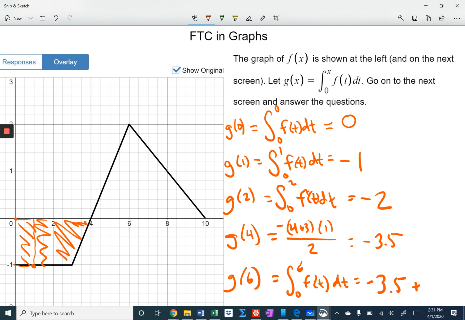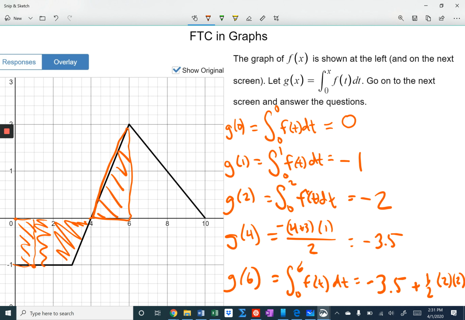Anyways, so it's going to be that area that's below from 0 to 4, that negative 3.5, plus the area from 4 to 6. So it's going to add this triangular area to it. And that's got a base of 2 and looks like a height of 2. So 1/2 times 2 times 2, or just 2. So g of 6 is negative 1.5.